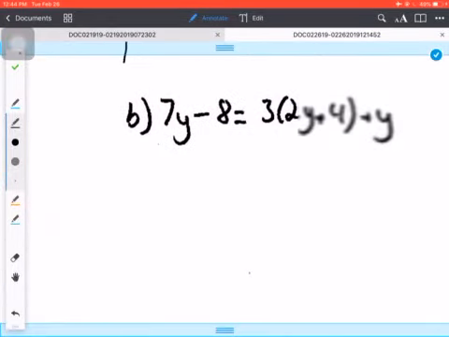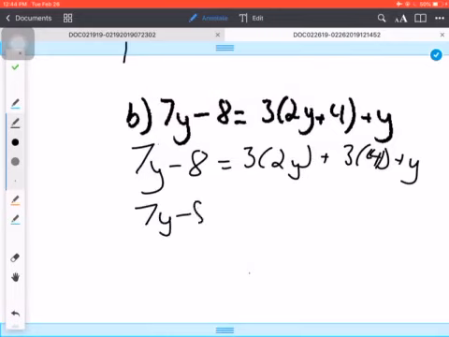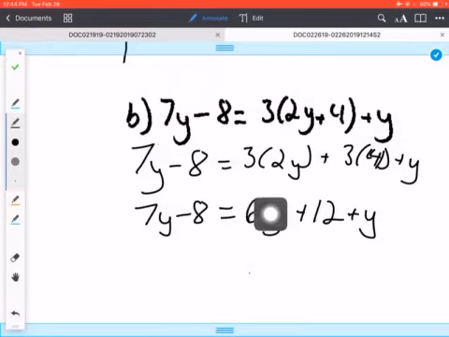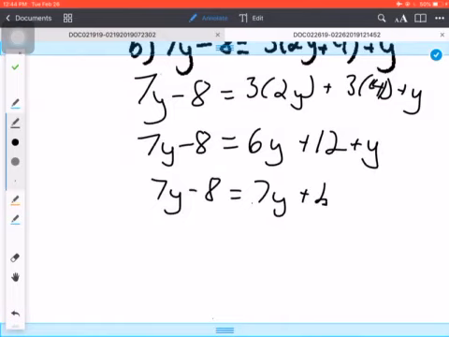Letter B. Simplify on the right now. So I'm going to leave 7y minus 8 alone. On the right side, we have 3 times 2y, plus we have 3 times 4, and plus y. 3 times 2y is 6y, plus 12, plus y. Here and here are like terms, so I'm going to combine those. 6y and y makes 7y. So I have 7y minus 8 equals 7y plus 12.